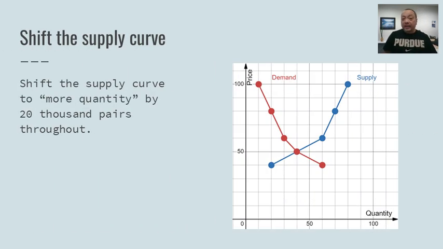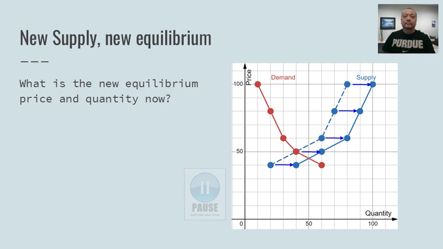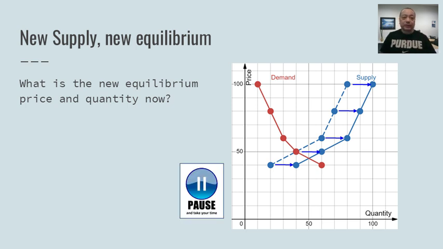Here's where we're currently at. Shift the supply curve to more quantity by 20,000 pairs throughout. Press pause and come back when you're done. Here we go. Here's the answer. The supply curve shifts to the right in the direction of more quantity. What is the new equilibrium price and quantity now? Press pause and do it.